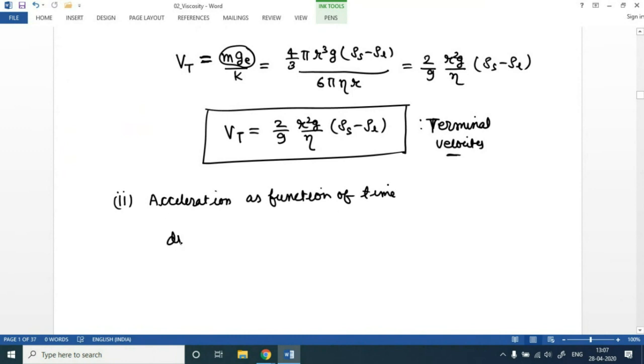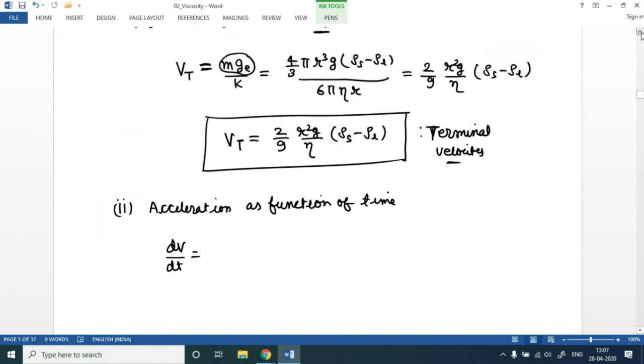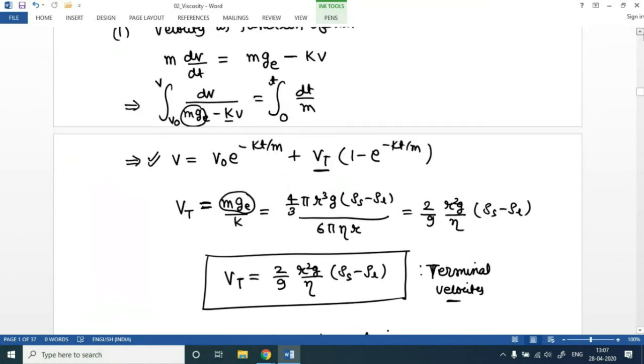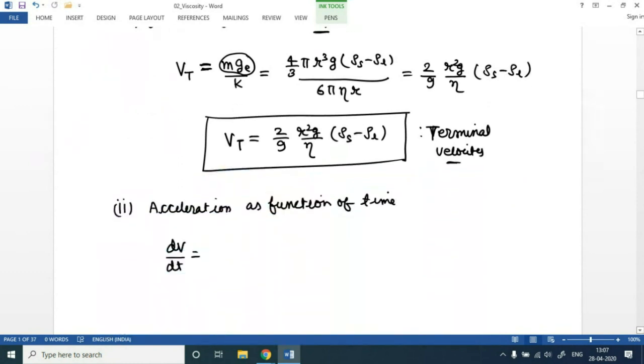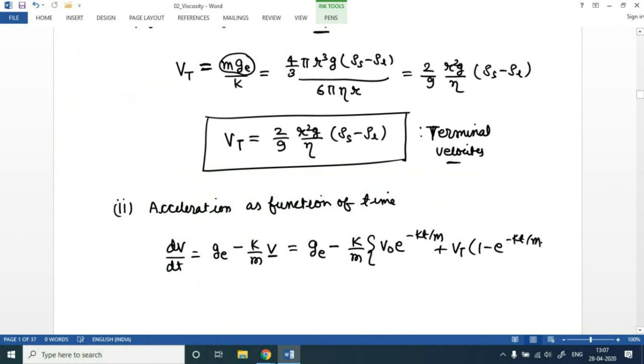So acceleration obviously is dv by dt, and just looking at the above relationship, this dv by dt is nothing but mg effective minus kv, divided by m. So this quantity is nothing but g effective minus k by m times v, and v as a function of time we have already got. So let's substitute that value. That would be g effective minus k by m times v naught into e to the power minus kt by m, plus vt into 1 minus e to the power minus kt by m over here.